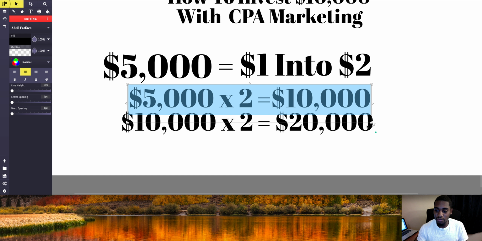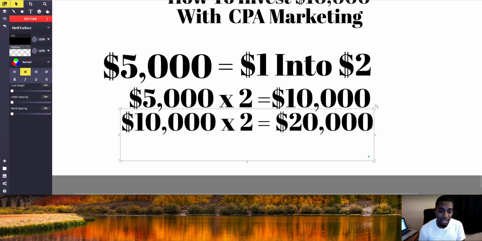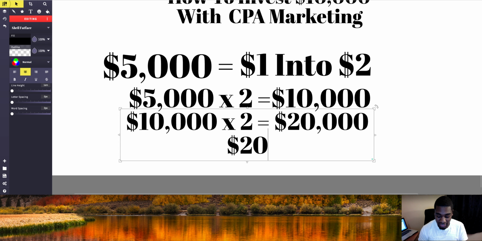So once you get this right here, let's just go down. So now we got $20,000. And this is literally in a few days, guys, depending on how much you're spending on Facebook. If you're spending like $1,000, $2,000 every single day, you're literally going to be making like $20,000 a week. So check this out, now we got our $20,000.